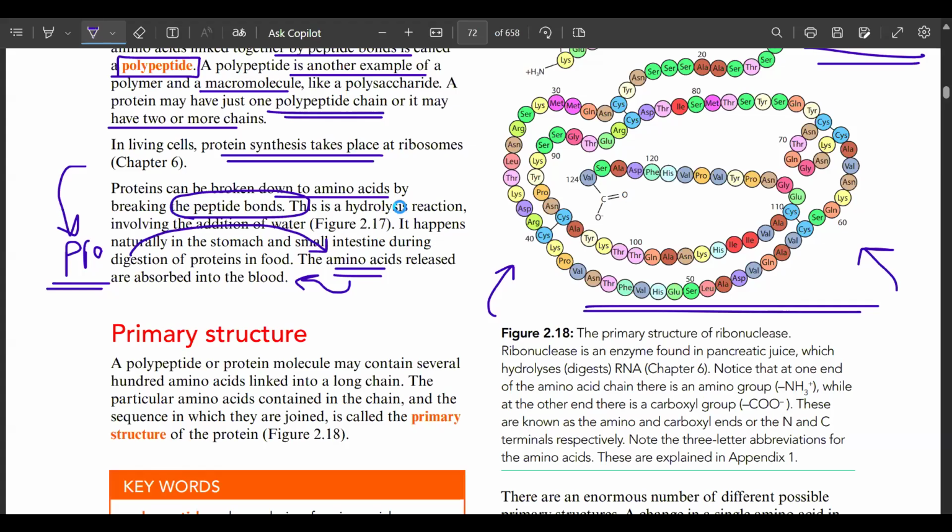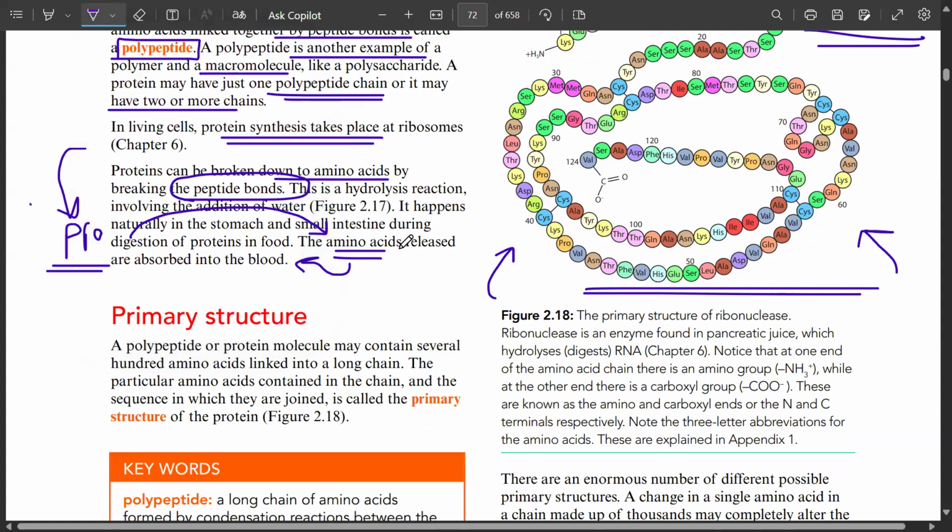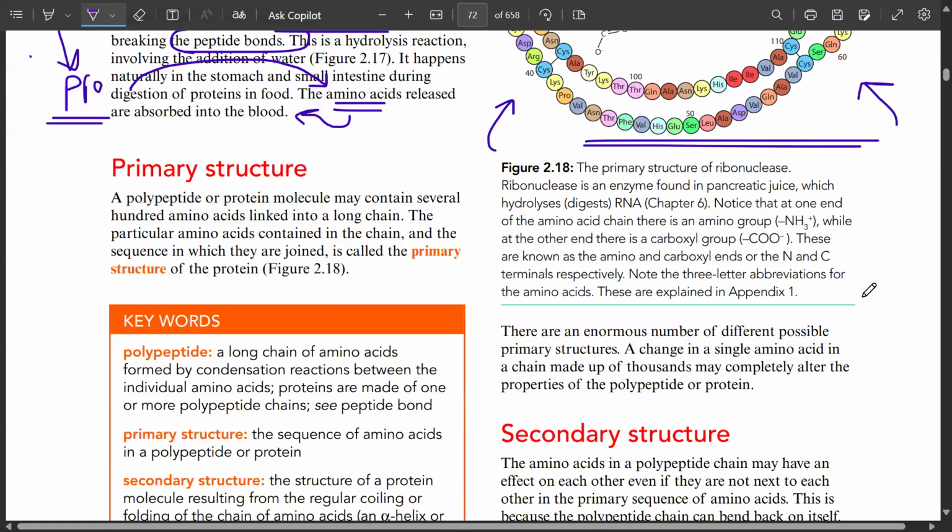Is the basic structure of amino acids clear? Yeah. Good. So you should also know that when we talk about proteins, proteins are of a total of 4 types.